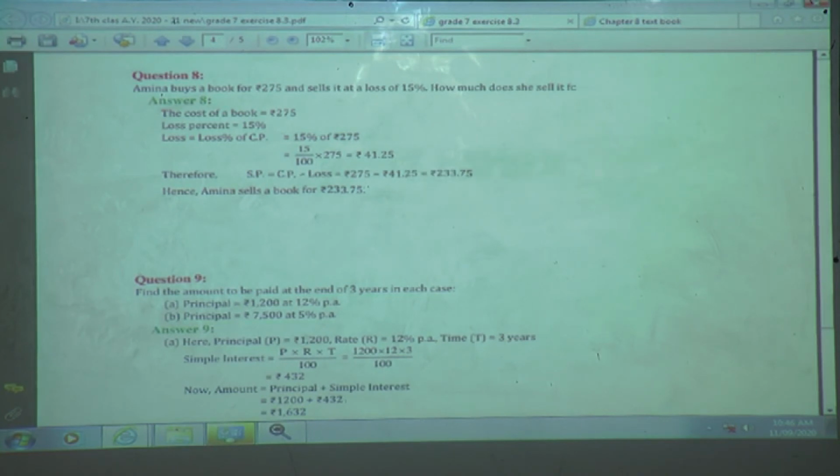41.25. So therefore the SP, that is selling price, is equal to CP minus loss. So 275 minus rupees 41 rupees 25 paise is equal to 233.75, which is nothing but 233 rupees 75 paise. Hence Amina sells the book for rupees 233 rupees 75 paise.